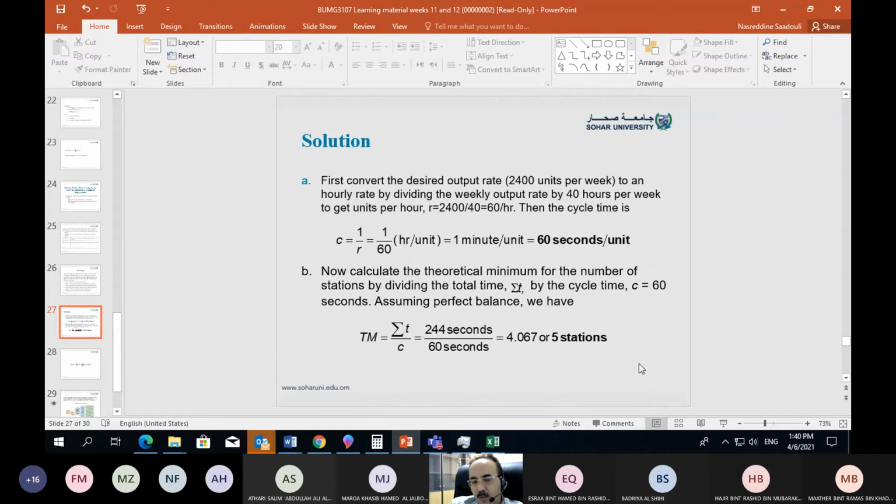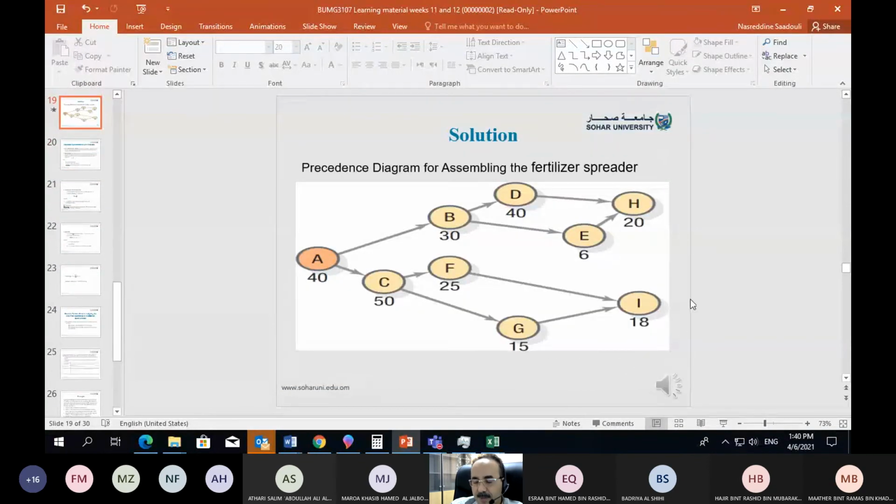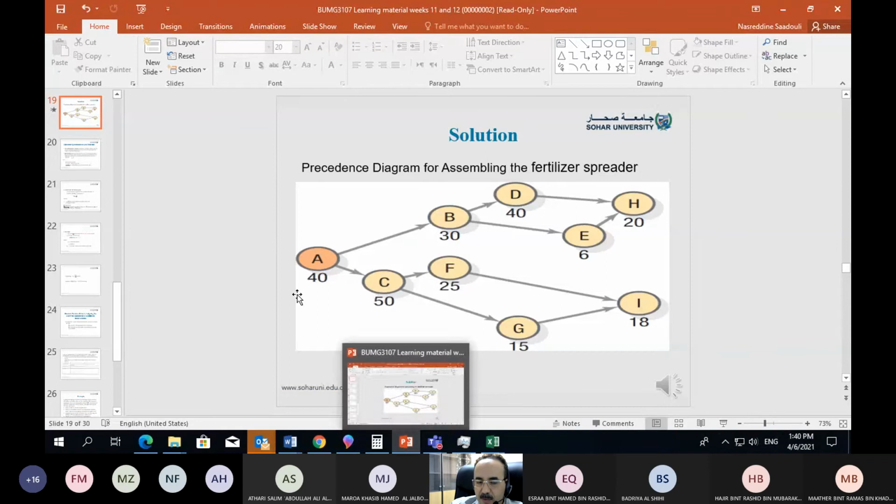The question now is, how do I assign these activities, these work elements, to the 5 stations? The idea is that I start assigning from the beginning and move to the right. I keep assigning until the cycle time is exceeded or the precedence is violated. So if I start, for example, with workstation 1, I must start with A. It takes 40 seconds. My cycle time is 60 seconds.